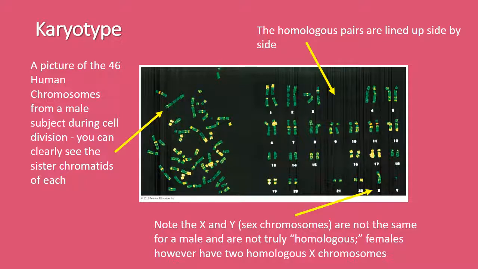However, note here, this pair does not look homologous. This is the XY, so this is a male karyotype. And we know males have one X chromosome and one Y chromosome. These aren't strictly homologs because they carry different genes. However, they do pair up during cell division, and there are some similar areas of the 2 chromosomes that allow them to pair up. But the true homologous pair would be in a female, where we have 2 X chromosomes.